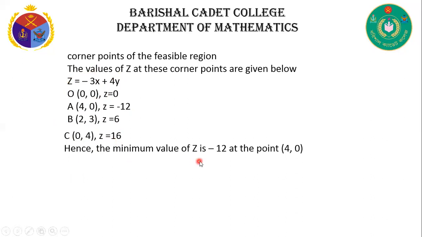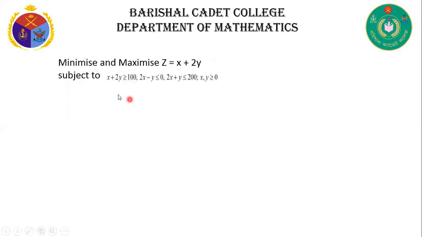Hence, the minimum value of Z, here you see, the minimum among these four values is minus 12. That's why we can write that the minimum value of Z is minus 12 at the point 4, 0. Now, another question.